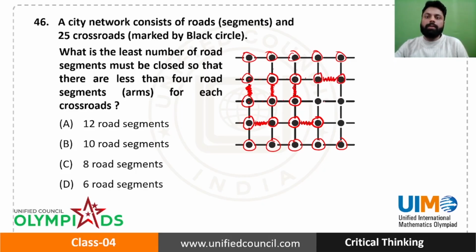It is also having 3. If we close this one, it is having 3 and it is also having 3. But this one is having 4. So close either one of them. Let's suppose we close this one. Now all of them are having less than 4 root segments. So 1, 2, 3, 4, 5, 6, 7, 8. Three options, the correct answer.